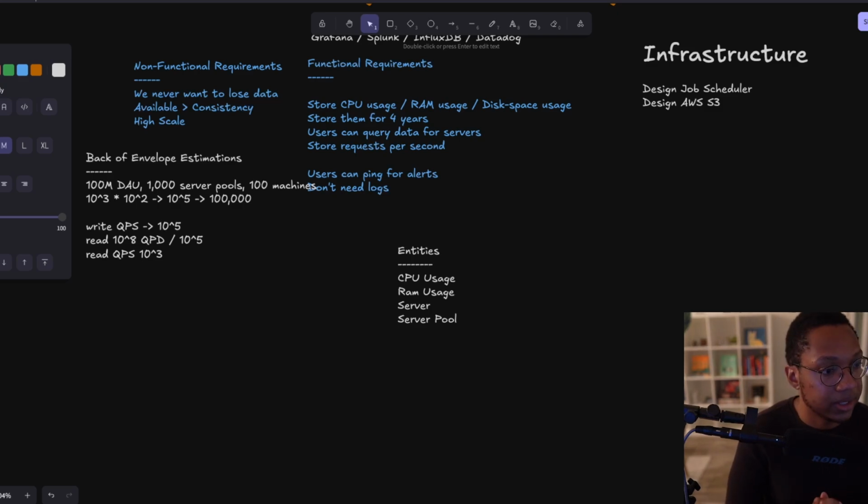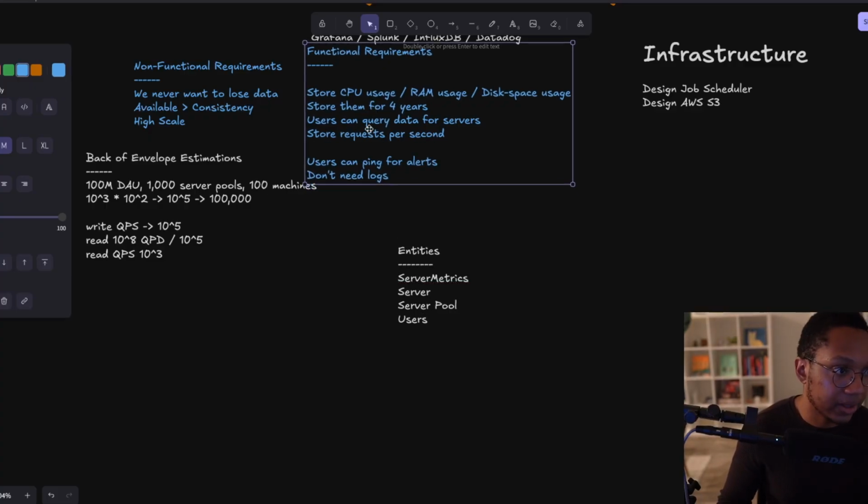And what else do we have? Server pool, maybe the usage, or I don't know what you'd call it, like server metrics. We can store server metrics and server pool. I think these may just be it. There's probably also going to be users because we do want to send out alerts to them, but I think that's probably fine.